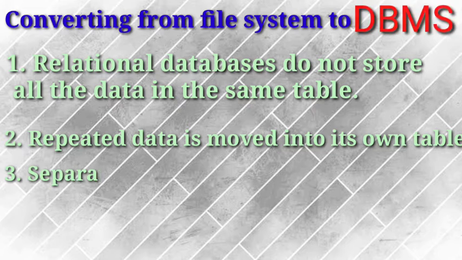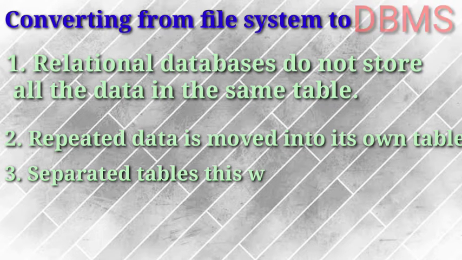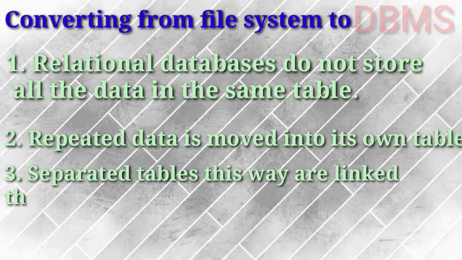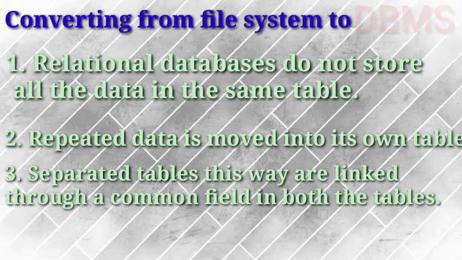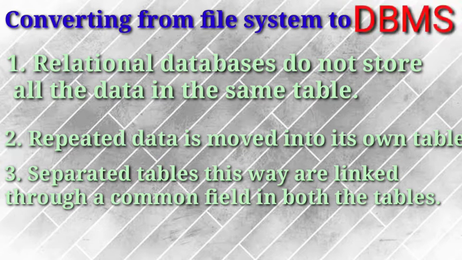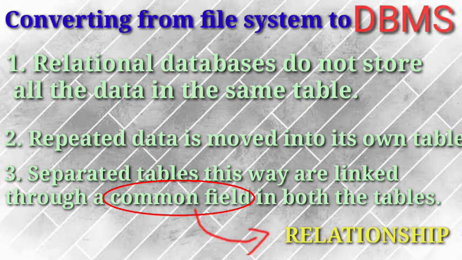Now the third point is, as the data is moved to a separate table and stored in different tables, it becomes very easy to connect two tables through a common field. Keep in mind that the two tables which are connected in a database are linked by a common field. The process of linking is called a relationship. So when two tables are linked together, they form a relationship.